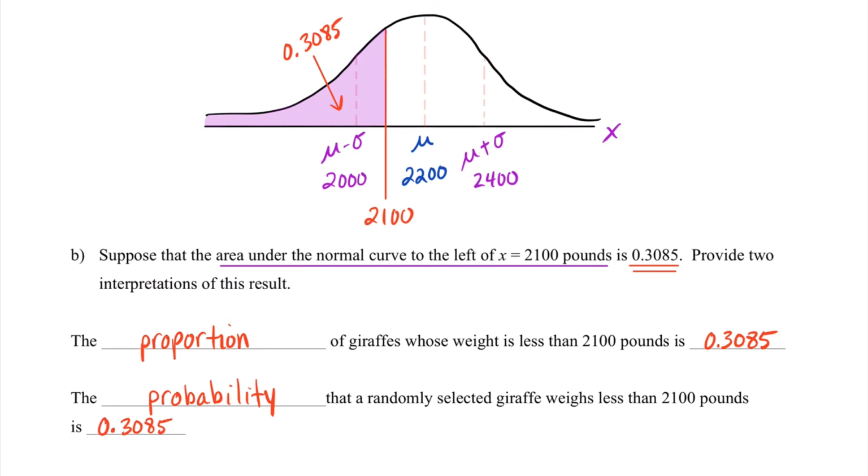One more time, the idea being, which is a huge idea, the area that we have shaded in our graph represents either the proportion of all giraffes or the probability that a randomly selected giraffe weighs less than 2,100 pounds. And that's the big concept that we're trying to connect and really keep at the forefront of our minds as we move forward. The area under the graph represents either proportion or probability.